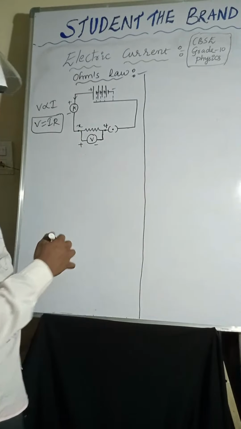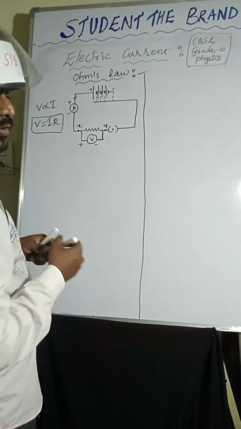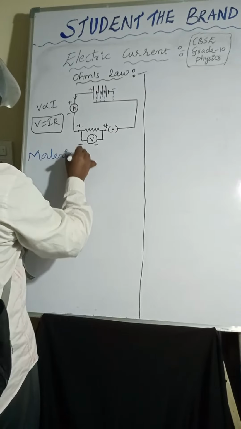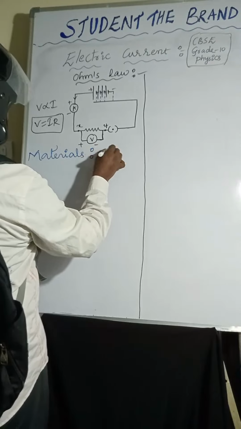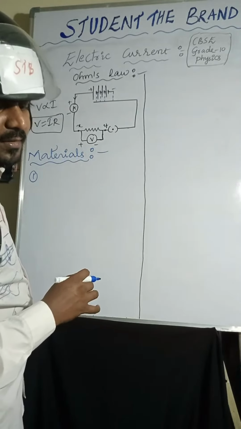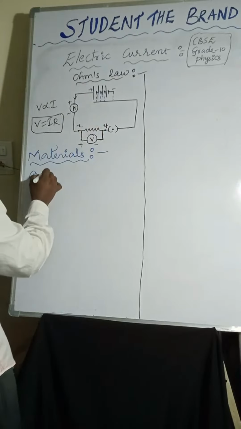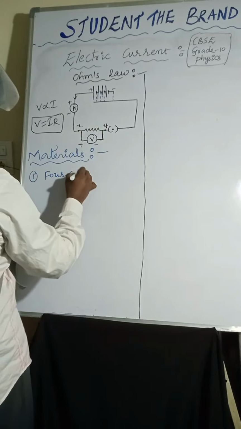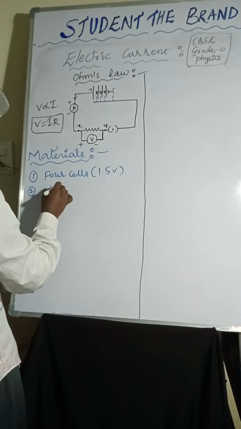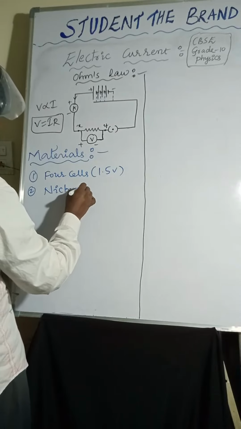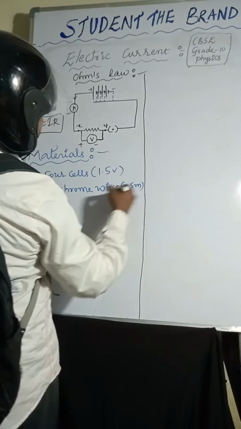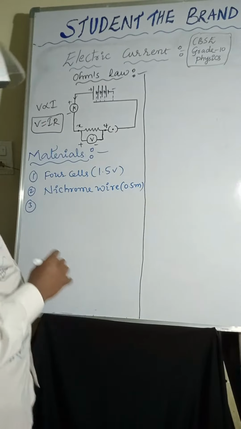Okay. So what are the materials required to do the activity? First, 4 cells, 1.5 volts each. Second, nichrome wire, 0.5 meter in length.